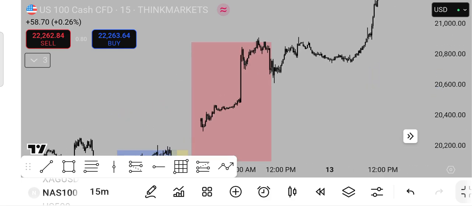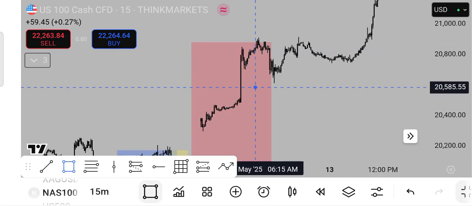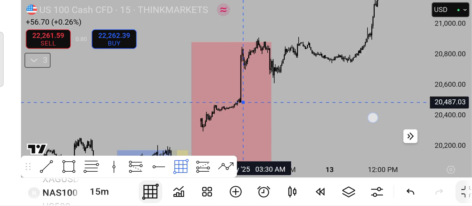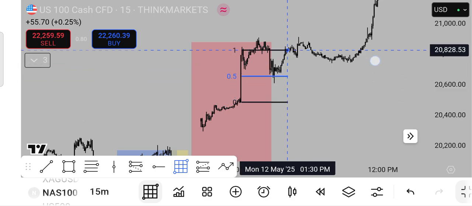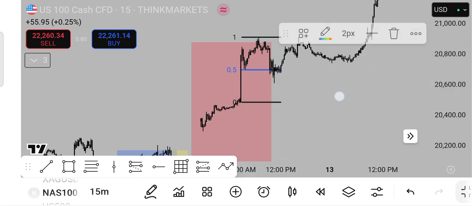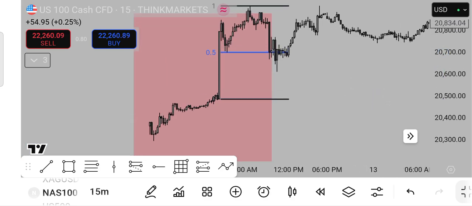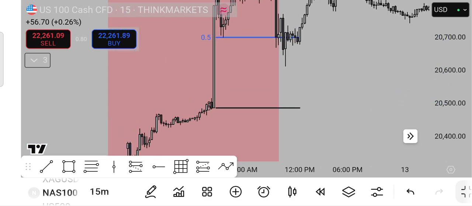Come back to this. This is the low. Okay, and this is the high. It created currently marked zones. This is the data candle.